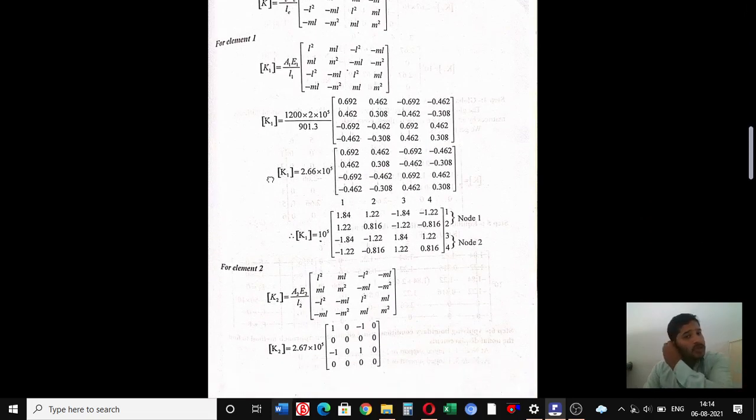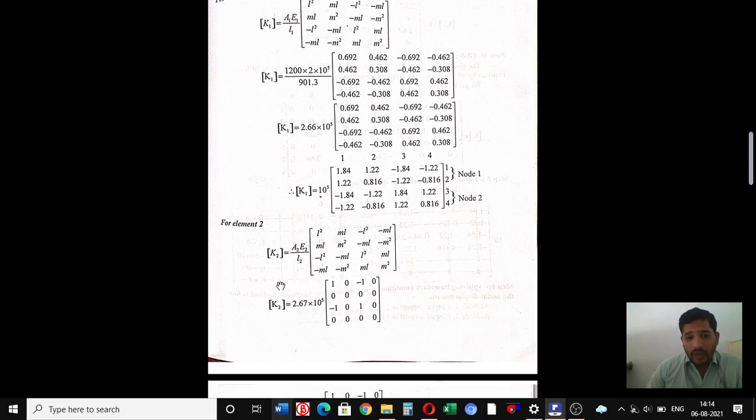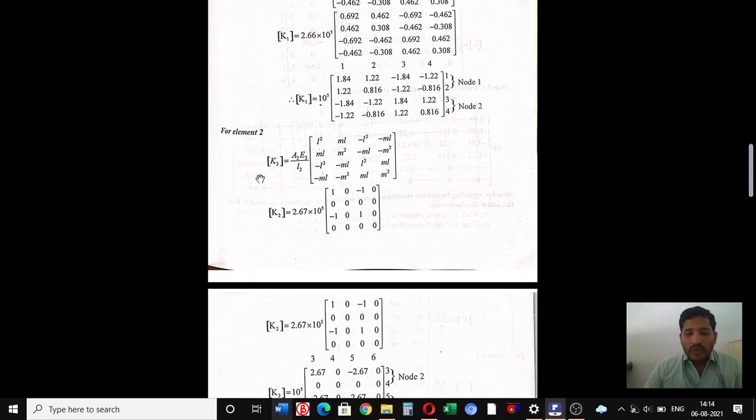After that, the same concept we need to follow here also. For K2 equal to A2 E2 by L2, the same formula we have to use. The same matrix we have to use: L square, ml, minus L square, minus ml; ml, m square, minus ml, minus m square; minus L square, minus ml, L square, ml; minus ml, minus m square, ml and m square. Clear? After that, we have to use this formula.